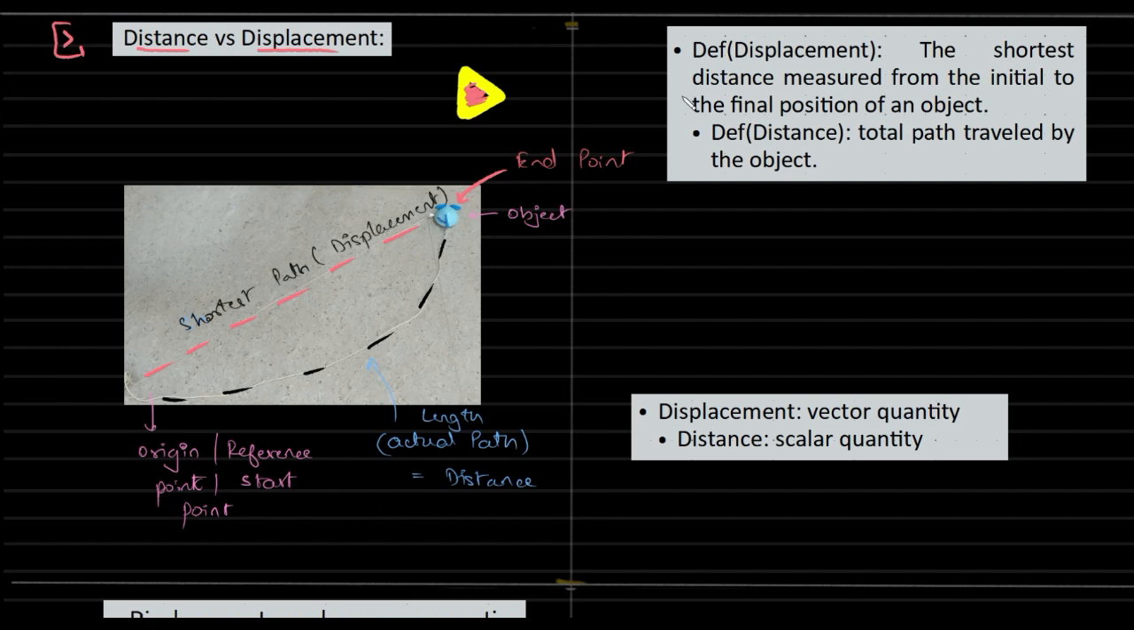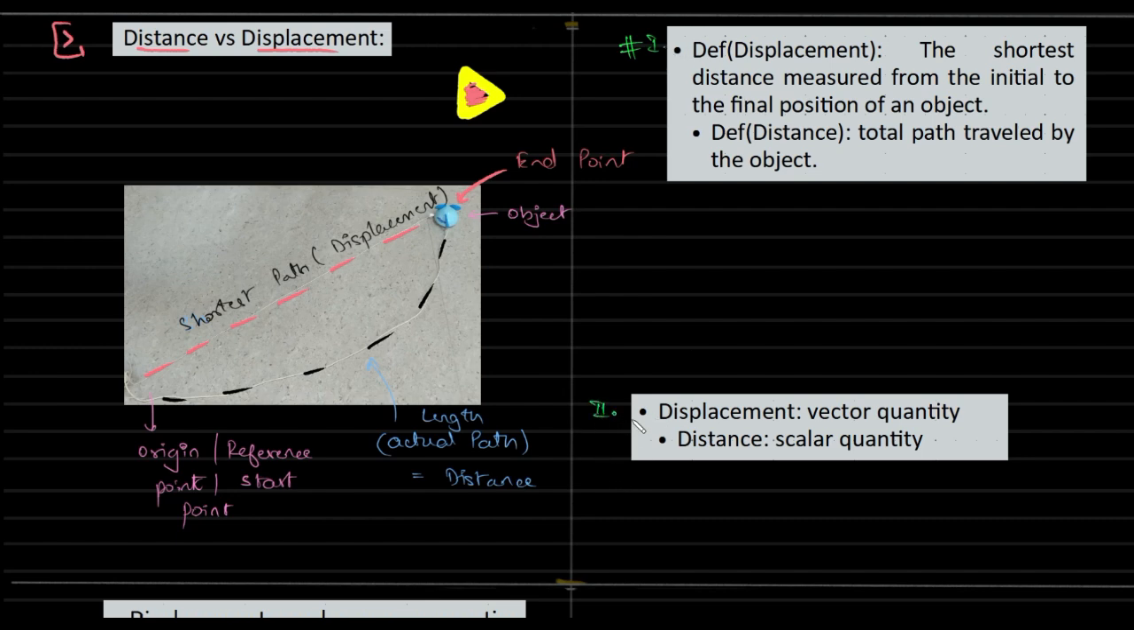So as a definition, we have displacement as the shortest distance measured from the initial to the final position of an object, while distance is the total path traveled by the object. Quite simple, right? That's your first difference.